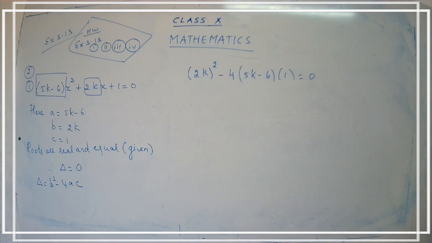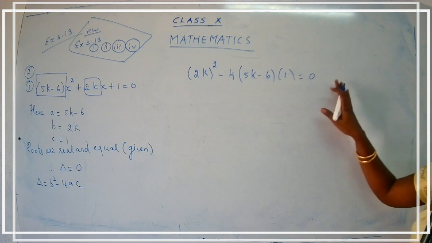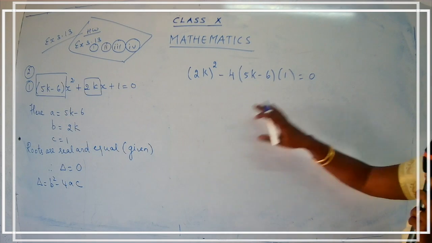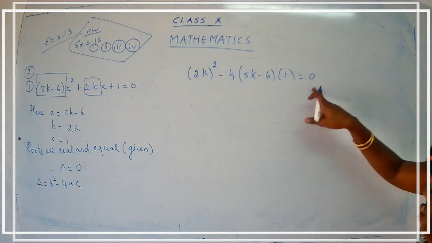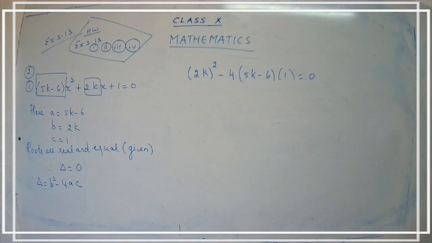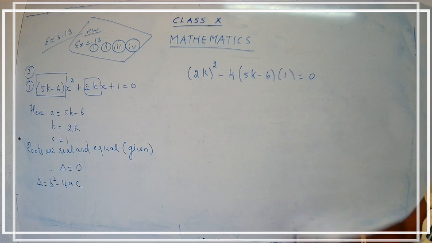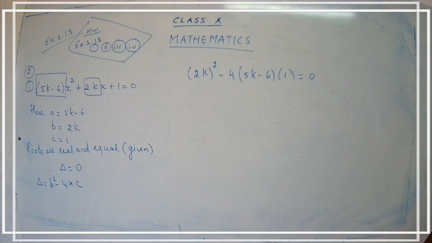Because the condition is given. They are saying that the roots are real and equal. So I'll write down b square minus 4ac is equal to 0. If they have not mentioned this condition, we cannot put here 0. Okay, here they have mentioned the condition. So I just put here 0. 2k the whole square, that is b square minus 4ac is equal to 0. Put your pens down, children, and listen to the steps. Just listen to the methods, what I'm saying.